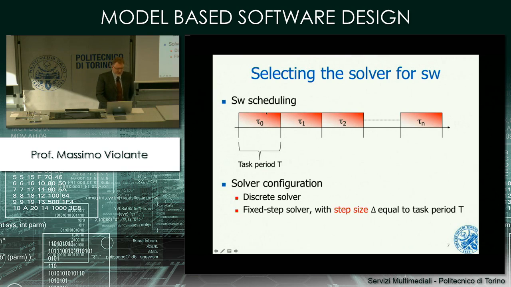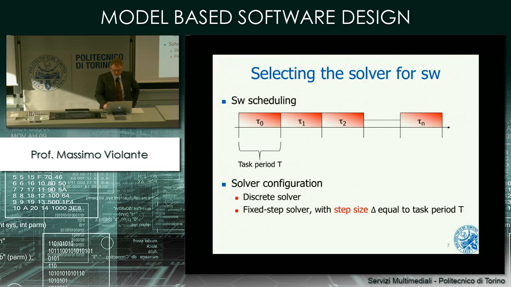So what we have here is the need for selecting the solver configuration as discrete solver, and then we have to select the step size so that it is equal to the period of the task. In this way, our model, once translated into software and executed on a platform that is able to call the software corresponding to the model every t period of time, will produce a software that behaves exactly as the model that we specified. Okay? Is this clear?